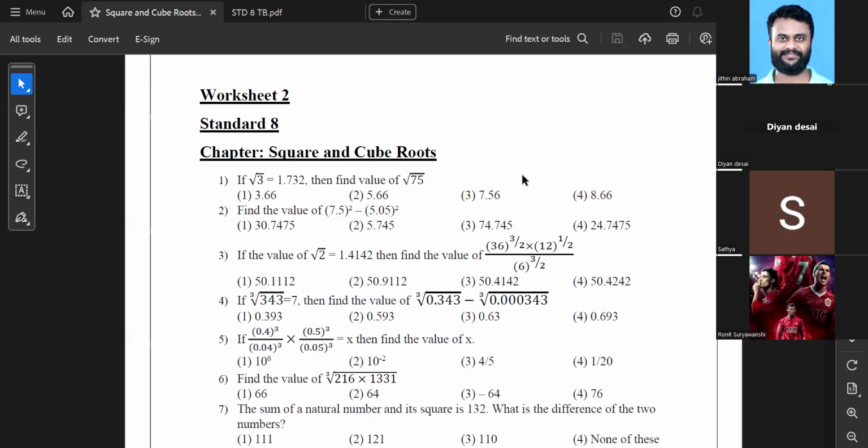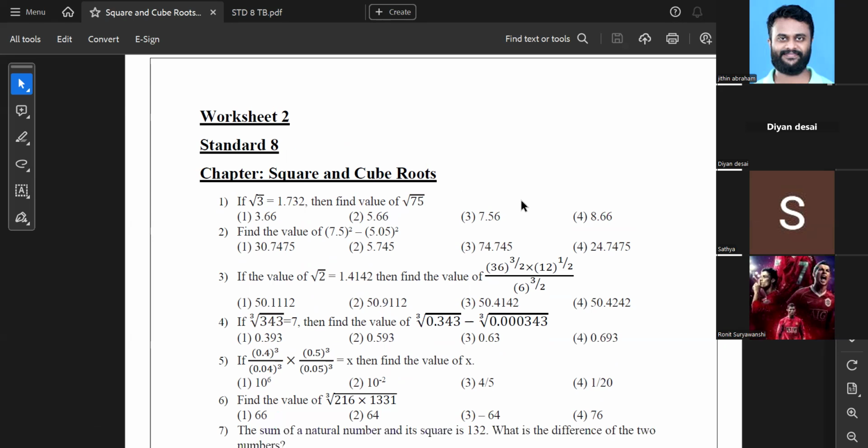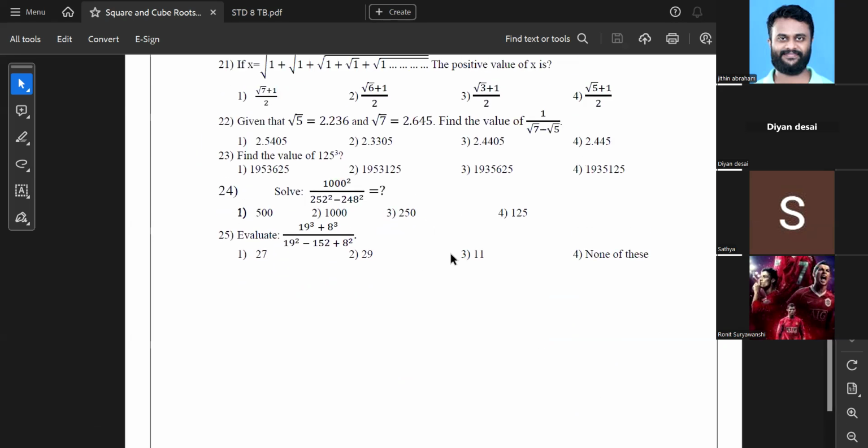So, in the previous class, we had left with only one problem. That was problem number 23 from this worksheet. So, let's do that only.